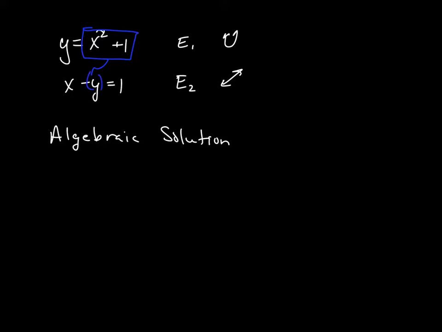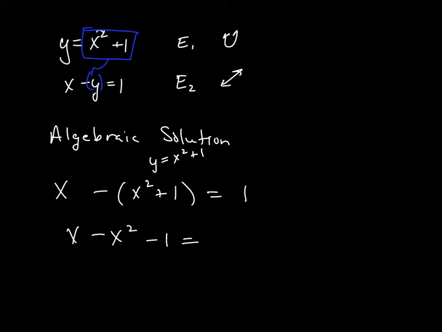So this was x minus y is equal to 1. But again, I'm not going to use the y from the equation of the line. I'm going to go back up, and because I know that y is equal to x squared plus 1, I'm going to go ahead and just put that in. That's x squared plus 1. So let's go ahead and take a look at this. What I have is x minus x squared minus 1 is equal to 1.